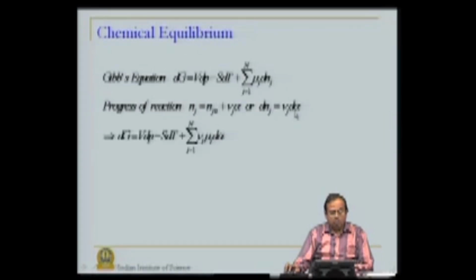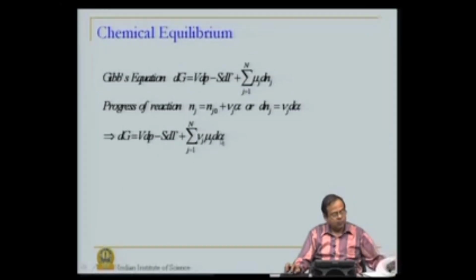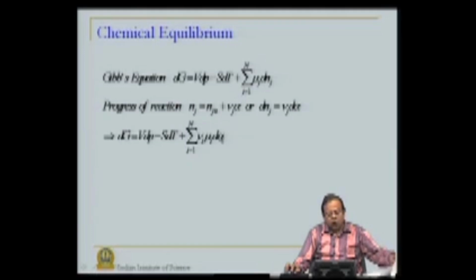So, now if we substitute dN_j equal to nu_j d alpha into our Gibbs equation, we get the free energy change dG equal to V dP minus S dT, equal to the summation over j equal to 1 to n of nu_j mu_j d alpha.